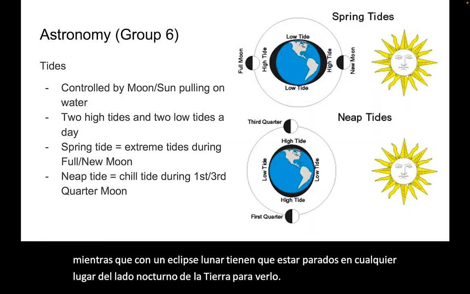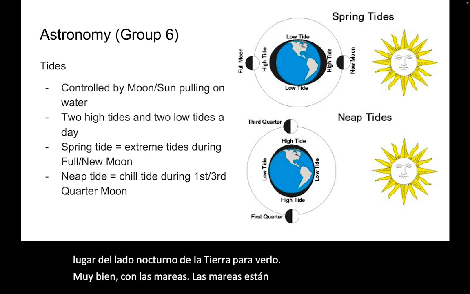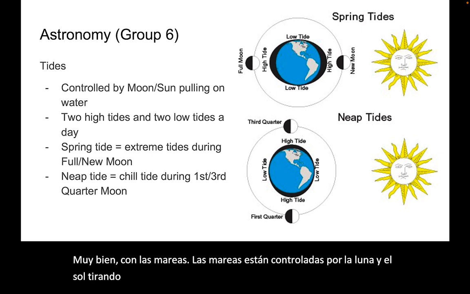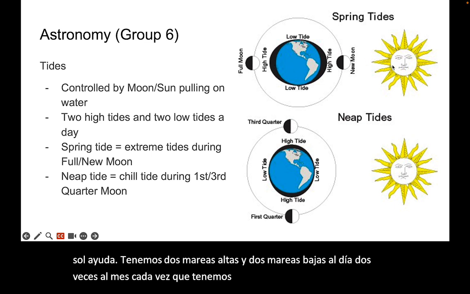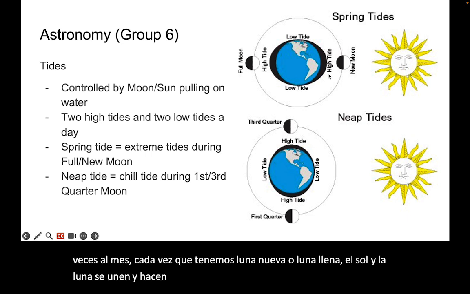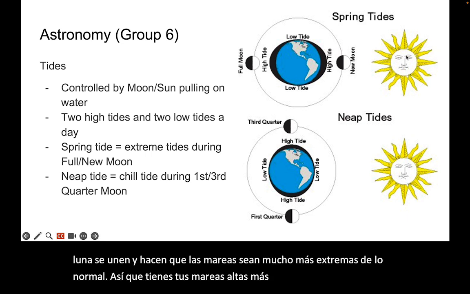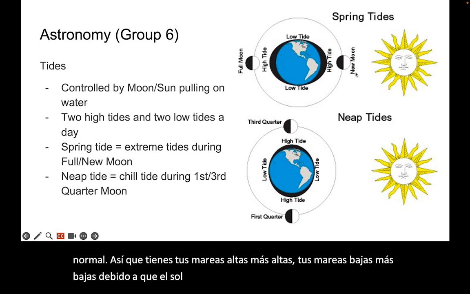All right, with tides, tides are controlled by the moon and sun pulling on our water. It's mostly the moon, but sometimes the sun helps out. We have 2 high tides and 2 low tides a day. Twice a month, whenever we have a new moon or a full moon, the sun and the moon kind of team up and make the tides a lot more extreme than normal. So you'll have your highest high tides, your lowest low tides because of the sun adding its extra gravitational force.